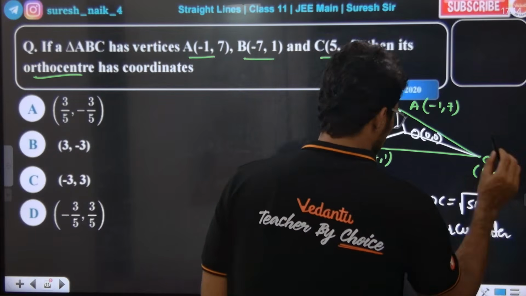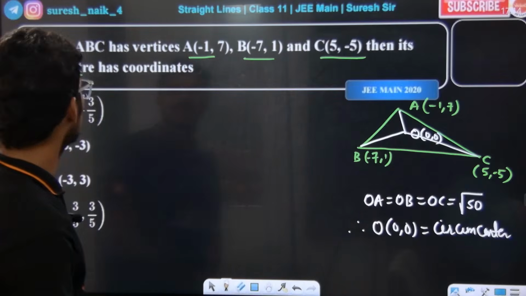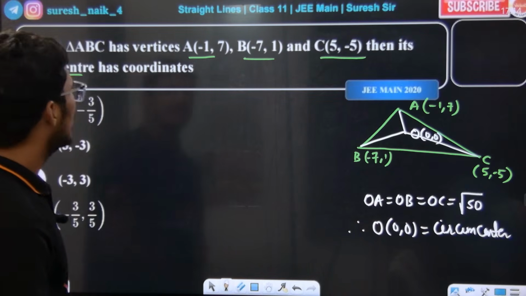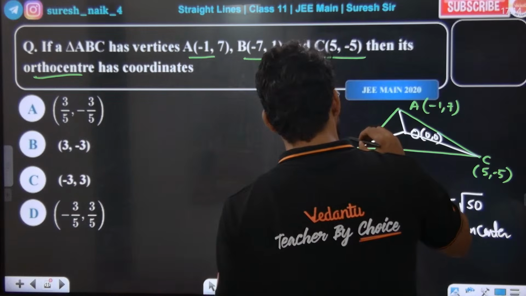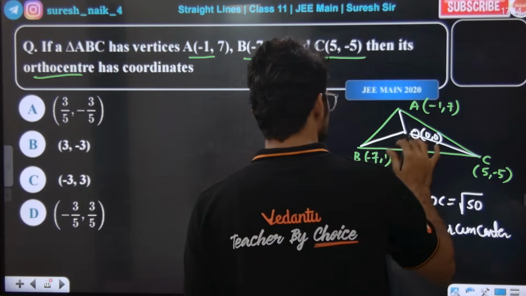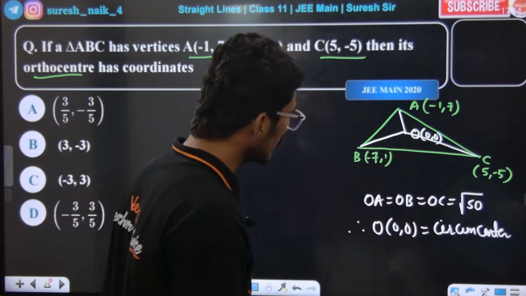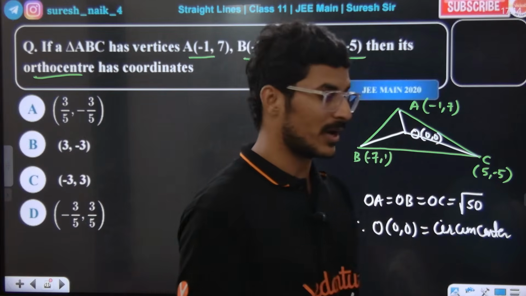If the origin is the circumcenter, then the circumcenter is this. Basically, if you see this correctly, what is this distance? I got the circumcenter. Now, how am I going to proceed?